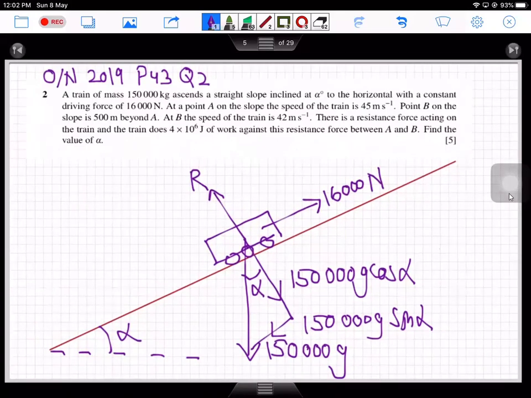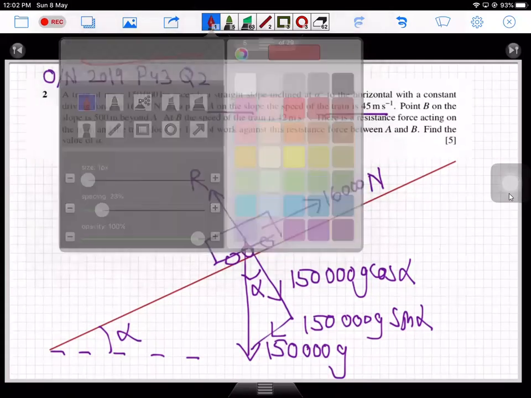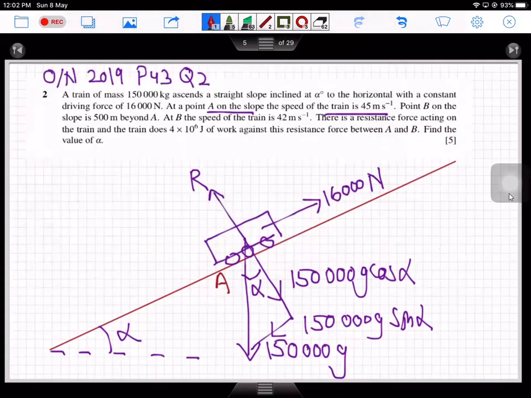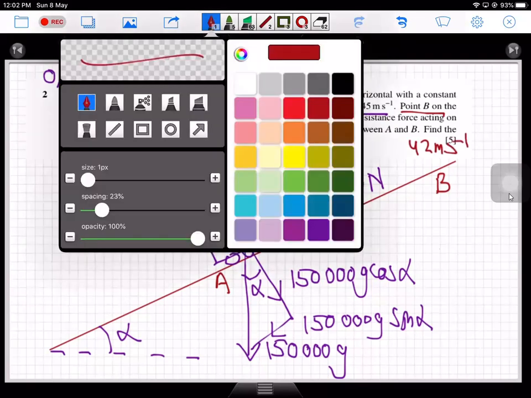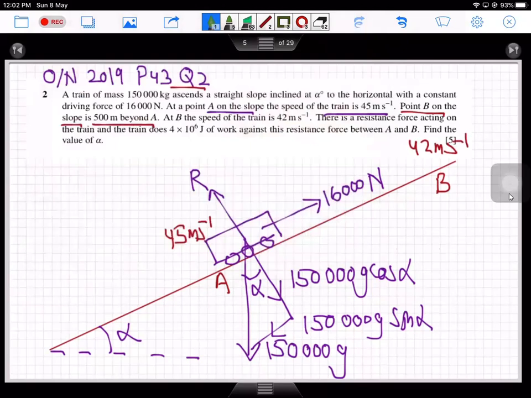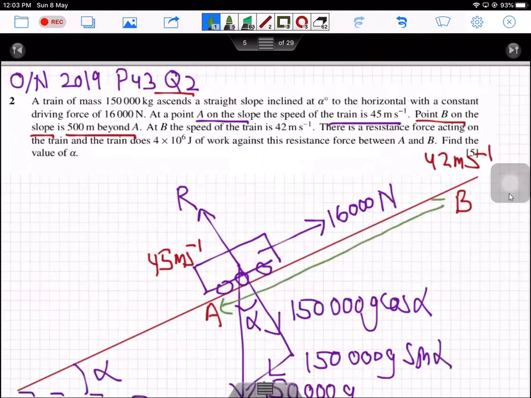Okay, so at a point A on the slope, the speed of the train is 45 meters per second. Let's say this point is A. At this point, the speed of the train is 45 meters per second. And point B on the slope is 500 meters beyond A. And the train is going upwards, it is ascending. Okay, so B is, let's say, over here. And at point B, the speed is 42 meters per second. And the distance between A and B is 500 meters.